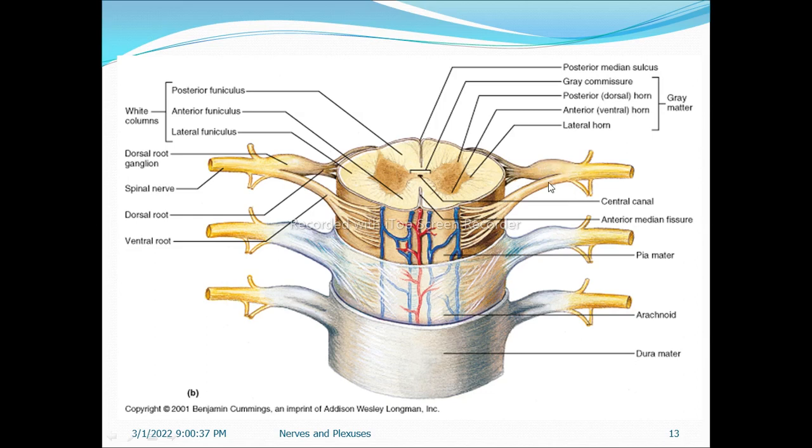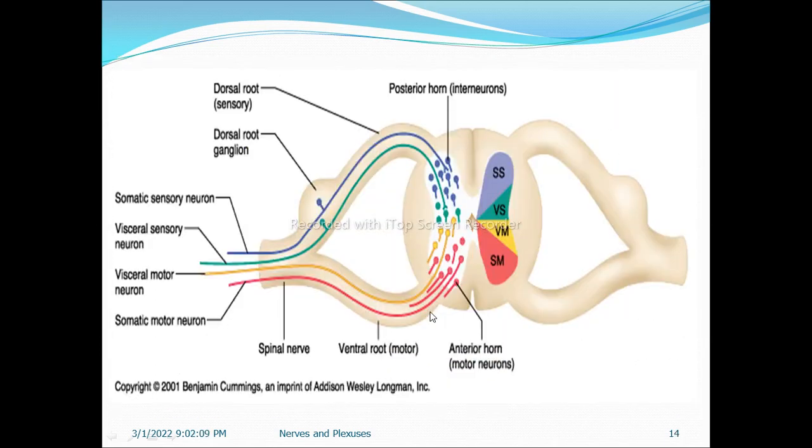After this they will fuse together. This short cord is known as the spinal nerve. As I told you, visceral sensory and somatic sensory fibers form the dorsal root, and visceral motor and somatic motor fibers form the ventral root. So this is the spinal nerve, because of its short course. After that, they will cross each other and form a mixed nerve.